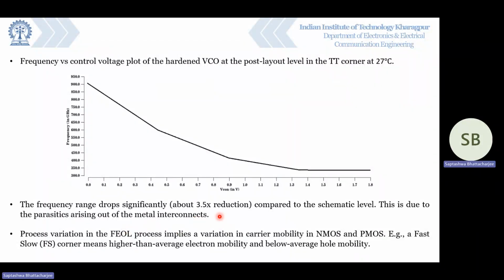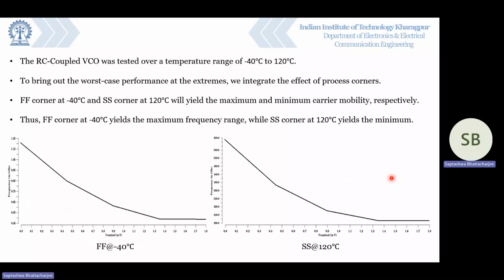Now, to make the simulations more realistic, we also include the impact of process variations. The effect of process variation is on the mobility of carriers. For example, a fast slow corner means higher than average electron mobility and below average hole mobility. Also, the RC coupled quadrature VCO has been tested over a wide range of temperatures from minus 40 degrees Celsius to 120 degrees Celsius. To combine the effect of temperature and process variation, we use FF corner at minus 40 degrees Celsius and SS corner at 120 degrees Celsius.